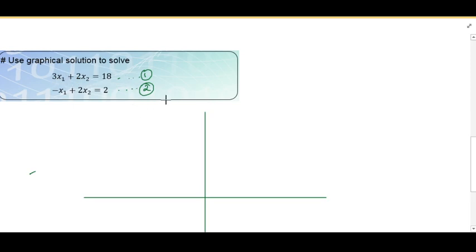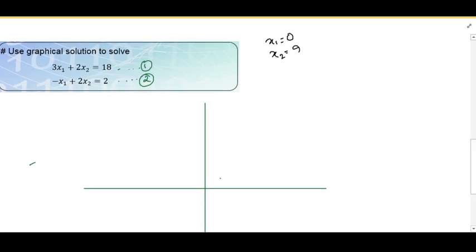So how to plot this in the graph? First of all, you need to get some points for this particular solution. So you need to understand the points where this will be intersecting. From the first equation, we need 2 points so that we can plot a straight line. The first point will be for 3x1 and 2x2. If x1 is 0, x2 will be equal to 9.